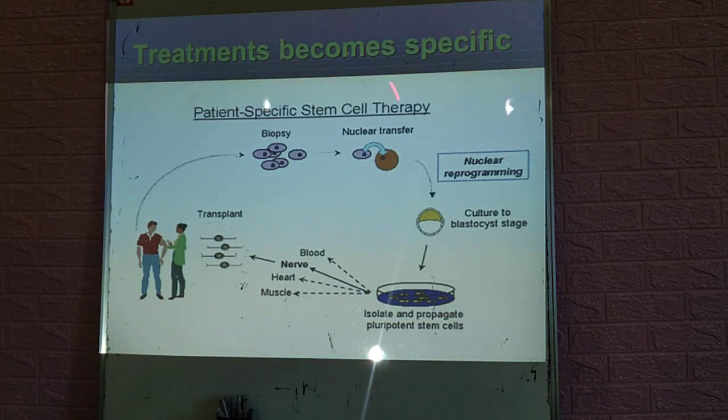So remember, it is specific because we're going to get the cells first that we need, and we're going to implant that specific nucleus into a certain ovum, and it will form that characteristic blastocyst. And of course, the blastocyst is the source of pluripotent stem cells, and you know what happens next.